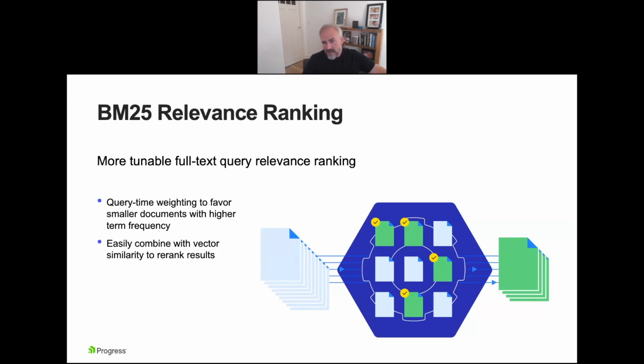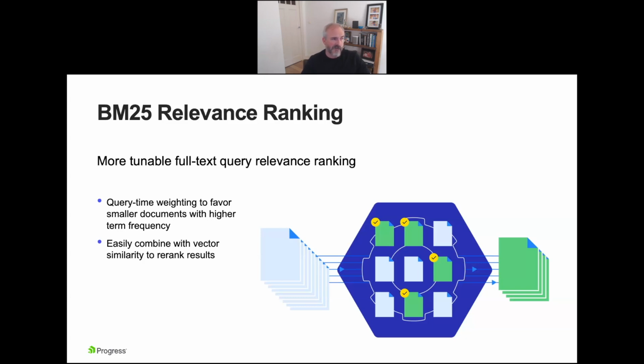BM25 is an industry standard variation on TF-IDF that takes into account the document length more, and allows you to tune how the algorithm takes into account the document length when scoring the query responses. So the BM25 algorithm adds more flexibility when dealing with documents of varying lengths. It adds a query time weighting based on document length.